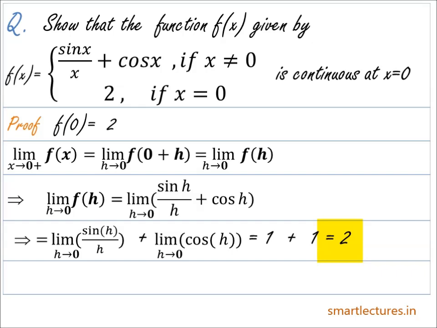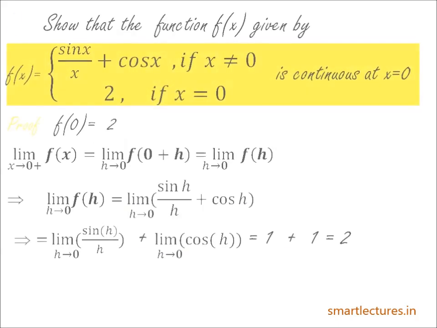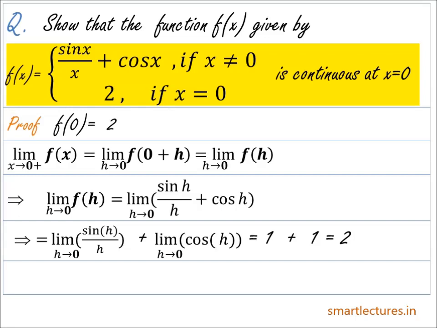So that means the left hand limit as well as right hand limit are both equal to 2. And also, what was the value of the function at x equal to 0? f of 0 is equal to 2. So that means the left hand limit as well as right hand limit as well as the value of the function at the point 0 are all equal, and this is the condition for a function to be continuous at the given point. So that means the function f of x is continuous at the point x equal to 0.